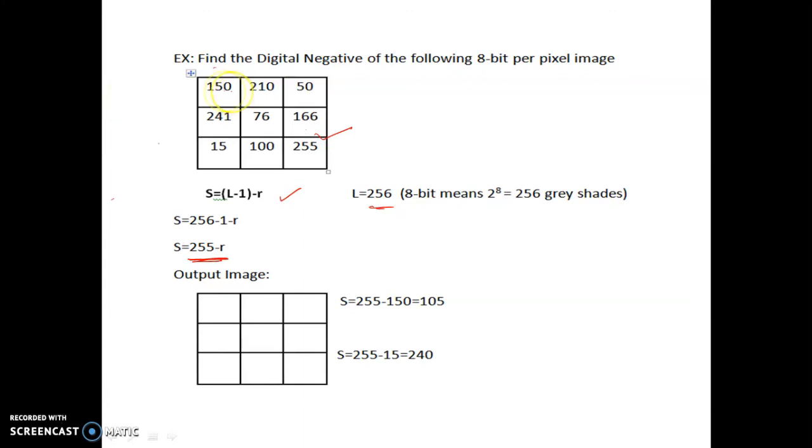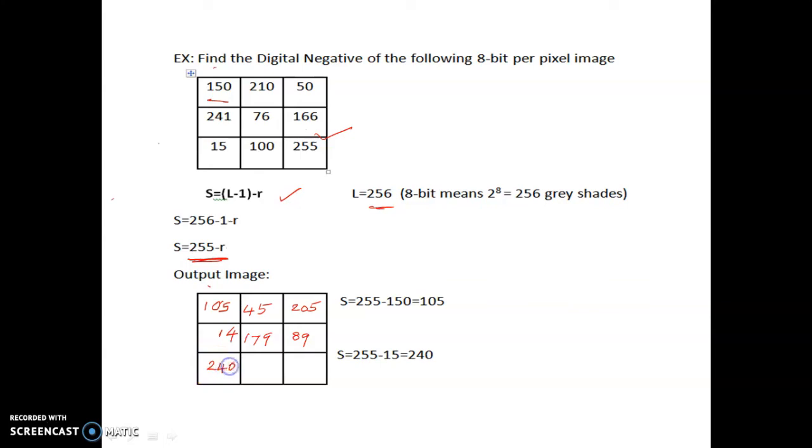For example, first if we take the value here, 150. So you substitute 150 instead of R. So 255 minus 150 is 105. So write 105 here. The next is 210. So 255 minus 210 is 45. So 45. The next is 255 minus 50, it will be 205. So like that, the next row will be 14, then 76. Now 255 minus 76 is 179. And the next is 89. And 255 minus 15 is 240.